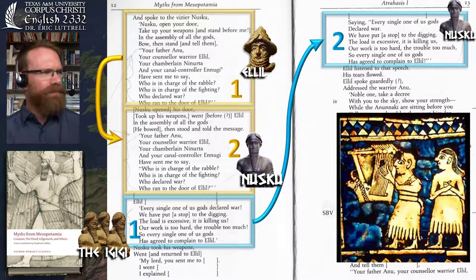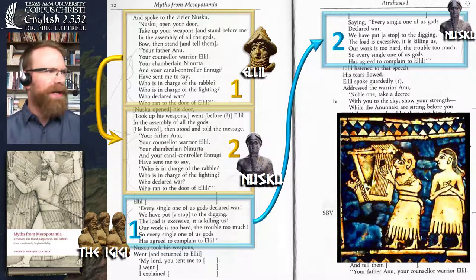But he says, "Take up your weapons in the assembly of the gods, bow, then stand, and then tell them your father Anu, your counselor, warrior Elil, your chamberlain Ninurta, and your canal controller Inugi have sent me to say who is in charge of this rabble," the Agigi who were revolting, "who is in charge of the fighting, who declared war, who ran to the door of Elil."